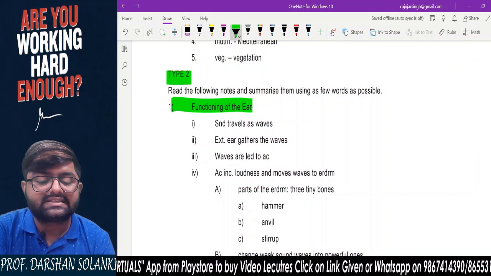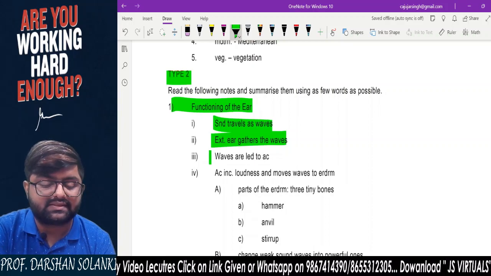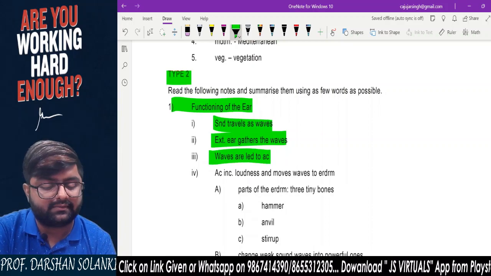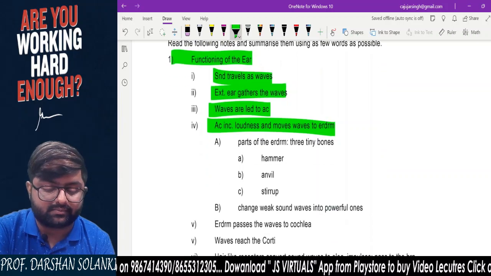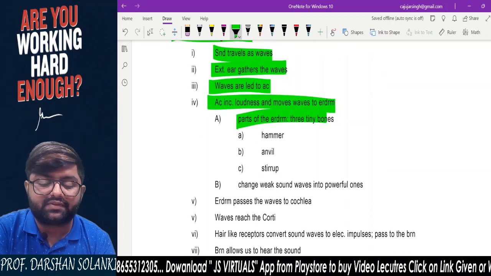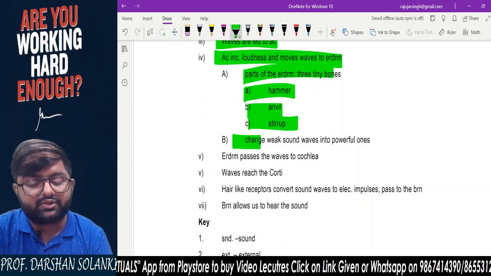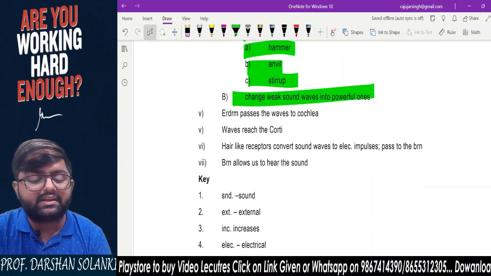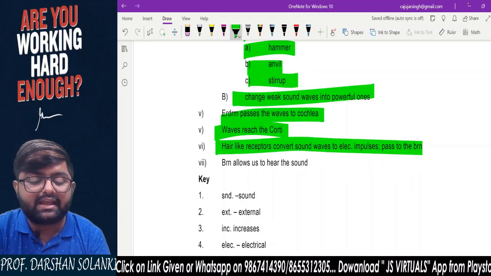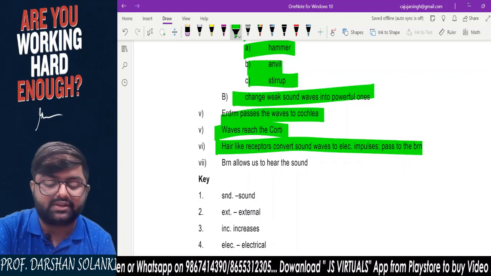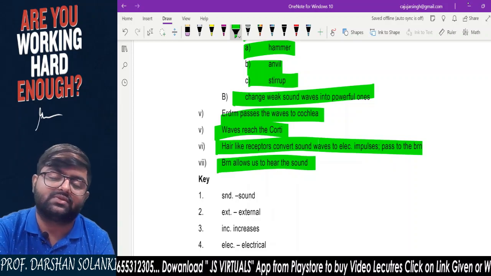Functioning of ear: sound travels as waves. External ear gathers the waves. Waves are led to the auditory canal. Auditory canal increases the loudness and moves waves to the eardrum. They have also mentioned the parts: hammer, anvil, and stirrup. It changes weak sounds into powerful ones. Eardrum passes the wave to the cochlea. Waves reach the organ of Corti. Hair-like receptors convert sound waves into electrical impulses, which pass to the brain, and the brain allows us to hear the sound.